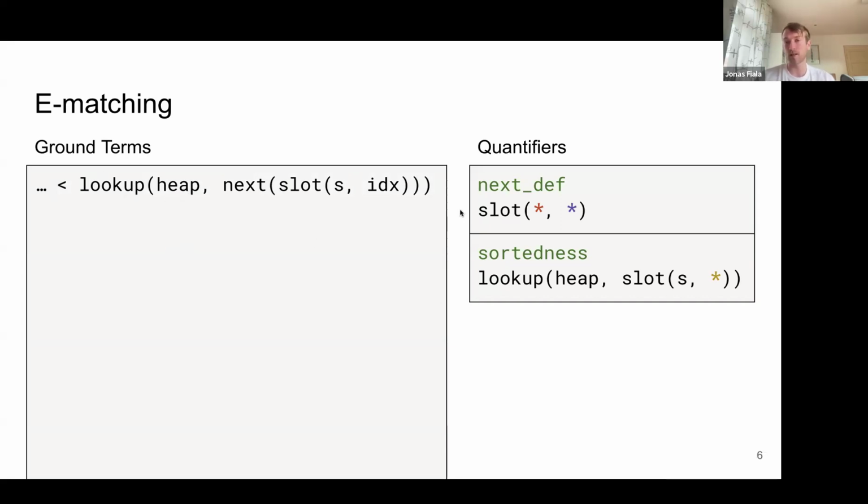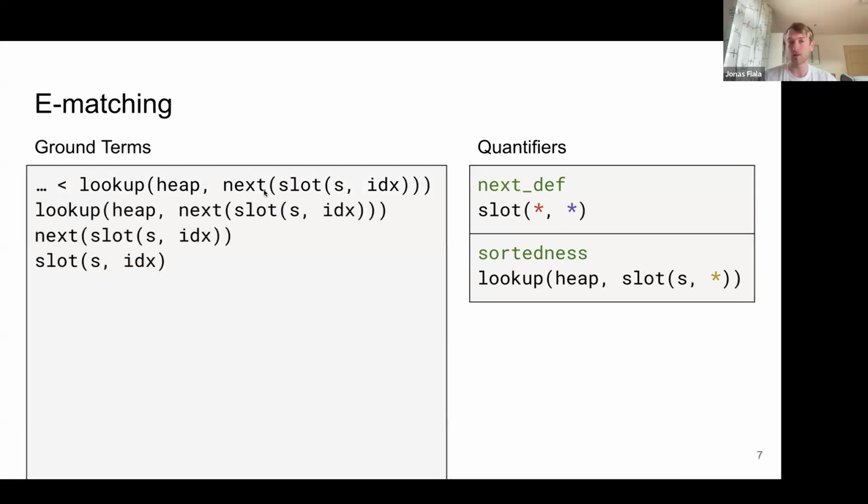And not only does it add this full expression, it will also take all of the sub-expressions of that and add those as well. So it takes this lookup, then the next function application and the slot. And now comes the key part of how it handles quantifiers. Once it has collected all of the ground terms it can see in the context, it will try and take one by one all of these ground terms and compare them to the patterns it has for the quantifiers. This process is called e-matching.